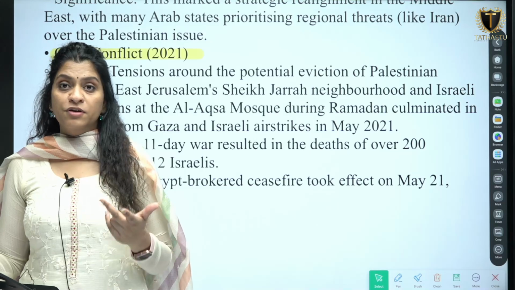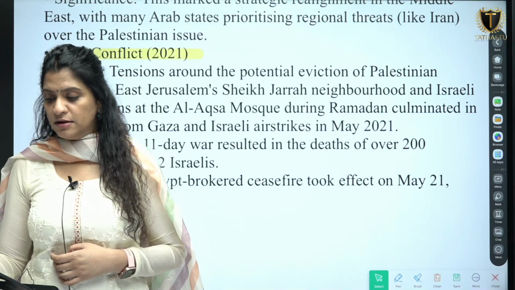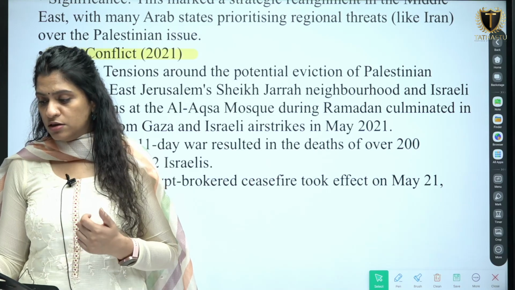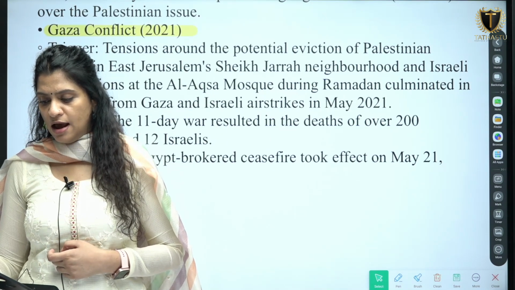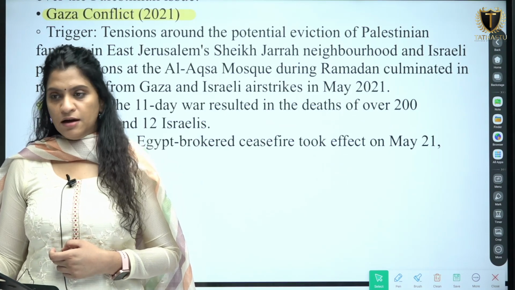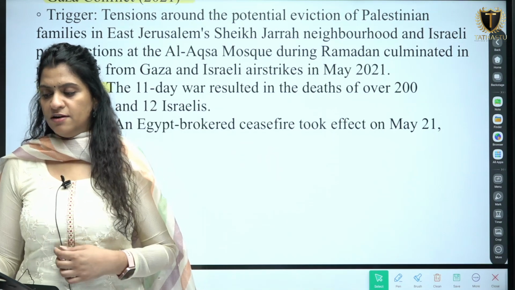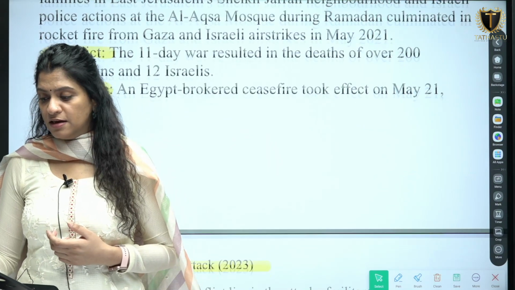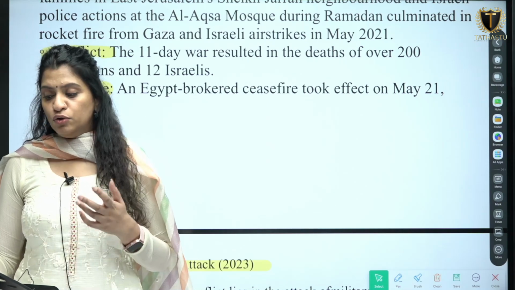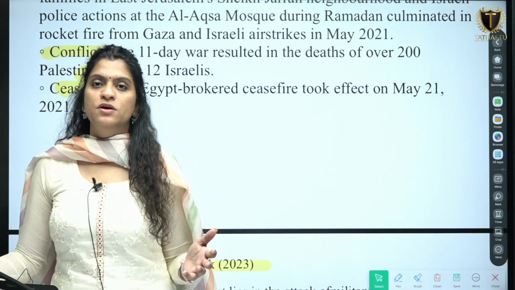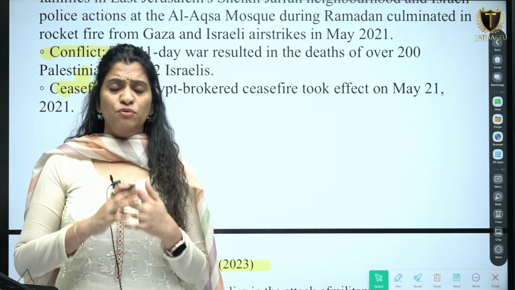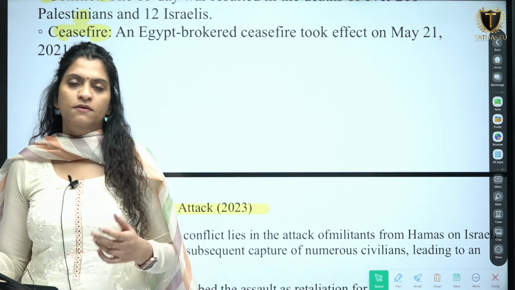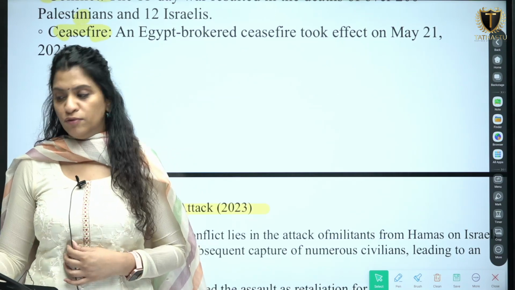What was the trigger point which led to the Gaza conflict? Tensions around the potential eviction of Palestinian families in East Jerusalem's Sheikh Jarrah neighborhood, and Israeli police action at Al-Aqsa Mosque during Ramadan, culminated in rocket fire from Gaza and Israeli airstrikes in May 2021. What was the conflict? An 11-day war resulted in the death of over 200 Palestinians and 12 Israelis. And imagine the 2021 situation, now in 2024, the situation has culminated into more conflict, more violence, and more deaths. The Egypt-brokered ceasefire: Egypt facilitated it, and there was a ceasefire in 2021, May 21.